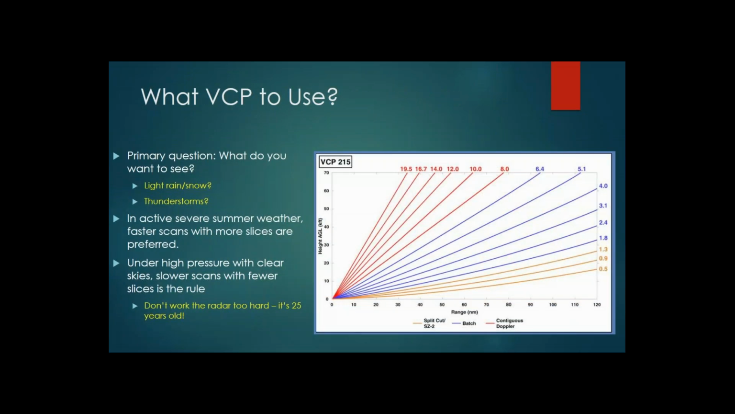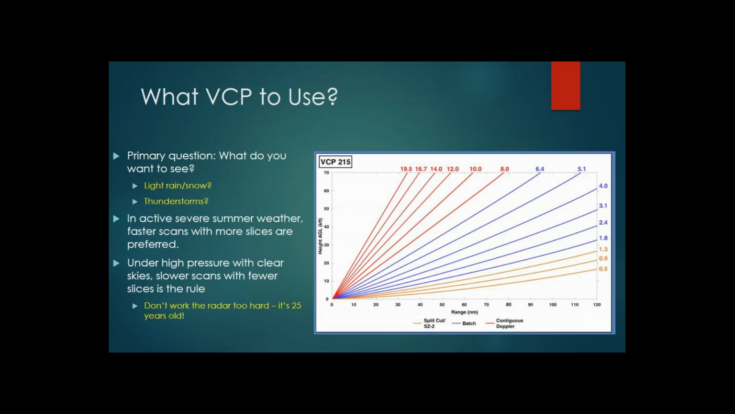So here's the primary question: what volume control pattern, or VCP, to use? Do you want to see light rain or light snow? Are you operating on just a high pressure, clear skies type of weather day? Is it a thunderstorm day or a severe thunderstorm day? In active severe weather, the faster scans with more slices are preferred because things are evolving very quickly and thunderstorms can go up and down, and you really want to look at those low level returns on radar because that's what's closest to the ground.